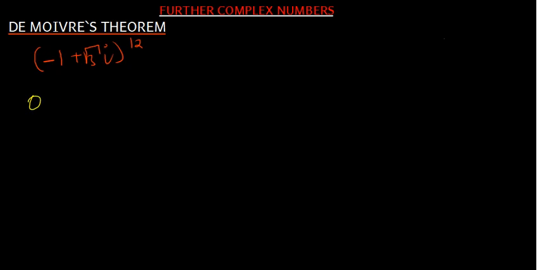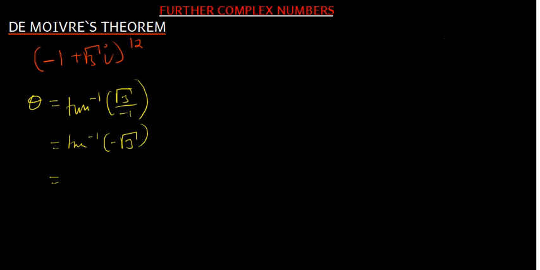So we are going to first find theta of what is inside there. How do we find theta? Theta is given by tan inverse y over x. Now our y is this portion, that is root 3, and then our x is negative 1. So this is simply tan inverse of negative root 3. Now tan inverse of negative root 3 is negative pi over 3.